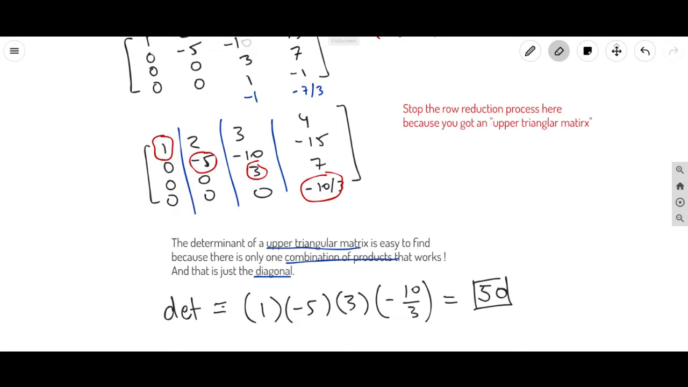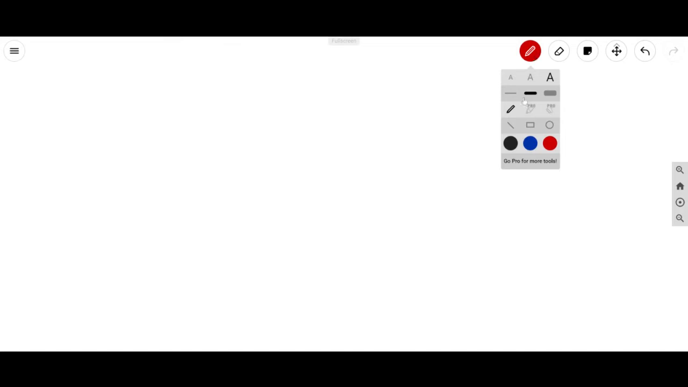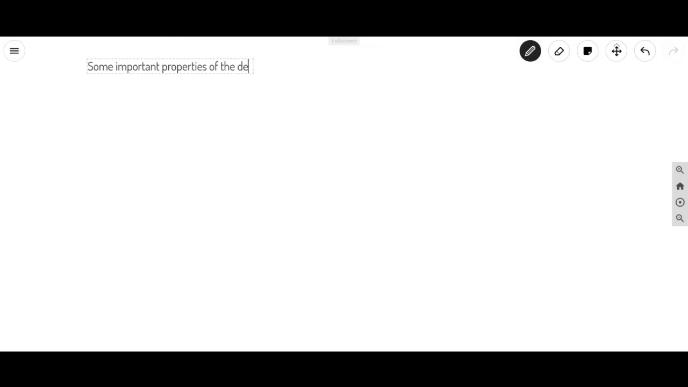Now, let me move on to properties of the determinant. So there's some important properties we need to mention. Some important properties of the determinant. Let me start with this one.